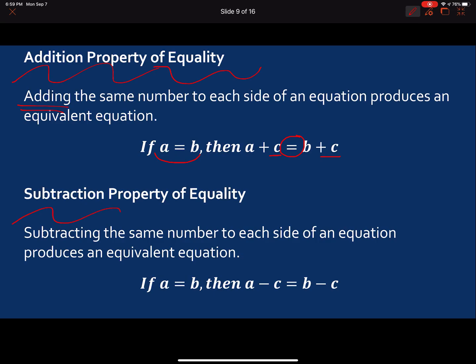The subtraction property of equality states that I can subtract the same number from each side of an equation and produce an equivalent equation. So once again, if I know A equals B and I subtract C from A and C from B, those equations remain equivalent.